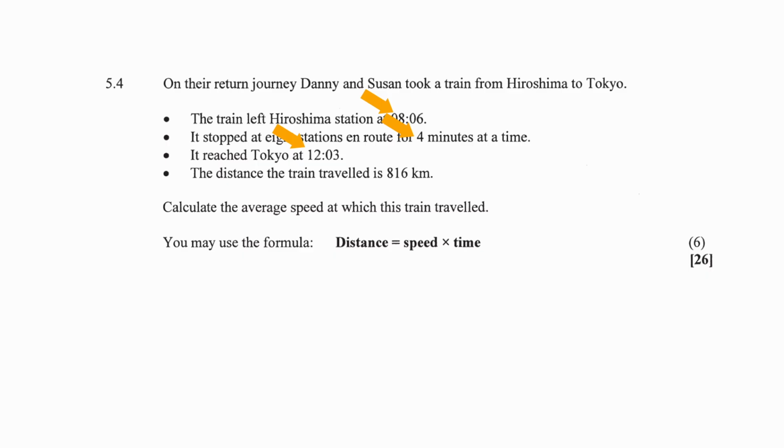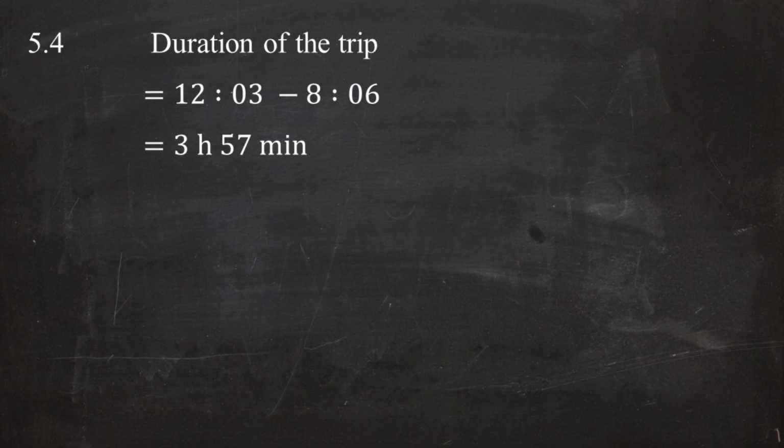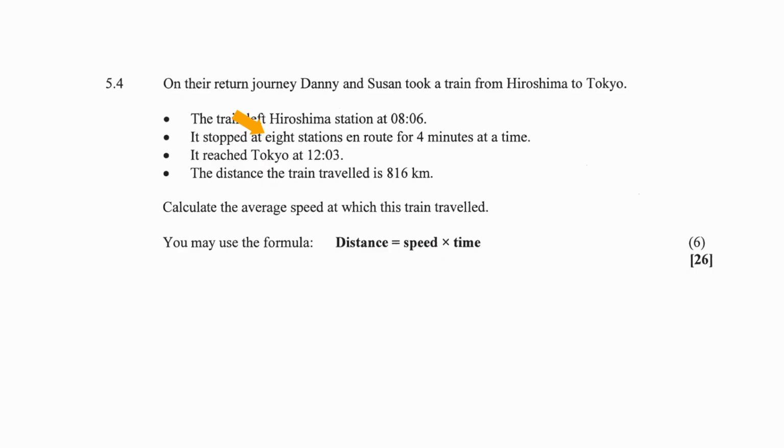So the next step is to determine the total time taken from Hiroshima to Tokyo in hours. From the information, the couple arrived in Tokyo at 3 minutes past 12 in the afternoon and departed from Hiroshima at 6 minutes past 8 in the morning. So the total time taken to travel between these two cities will be the difference between these two times, which is 3 hours and 57 minutes. Note here that this time includes the stopping time at the 8 stations.